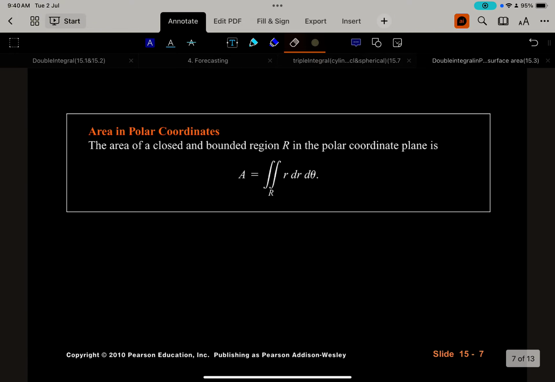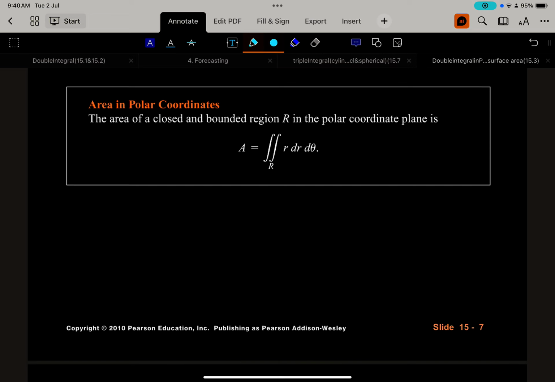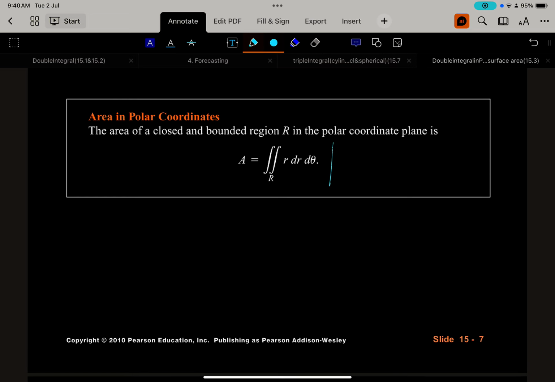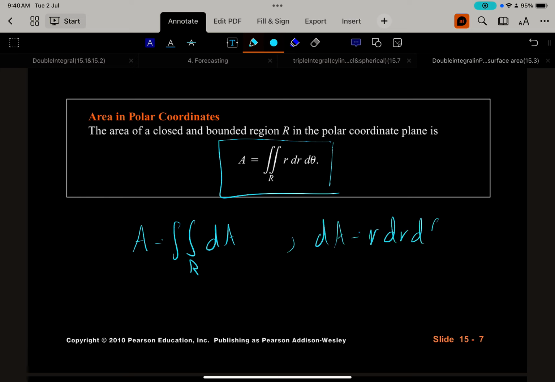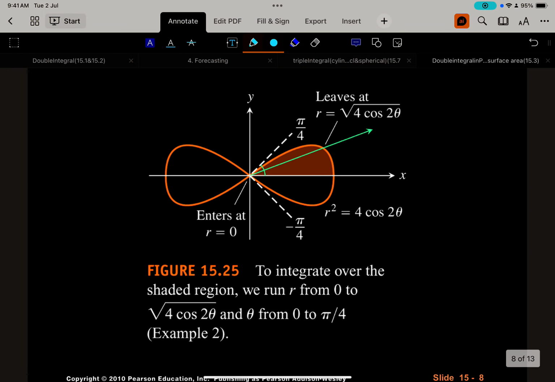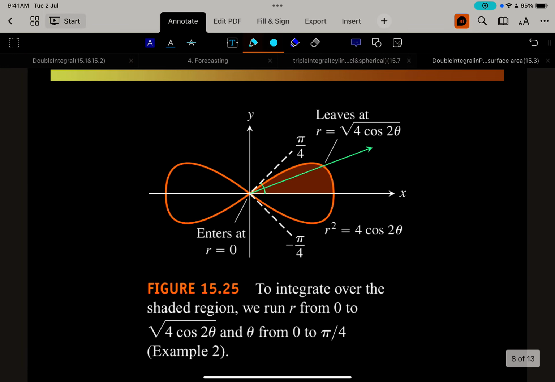So that's what we are talking about. This is the area in polar coordinates. The area of a closed and bounded region R in polar coordinates is just this formula: A equals the integral of R dA, and given that dA is equal to r dr d theta, A is just the integral over the region of r dr d theta, and that's our formula that we are going to use. And now this is another example.